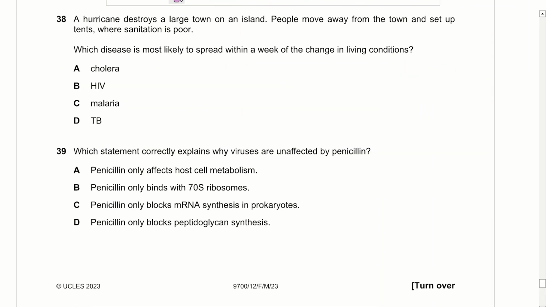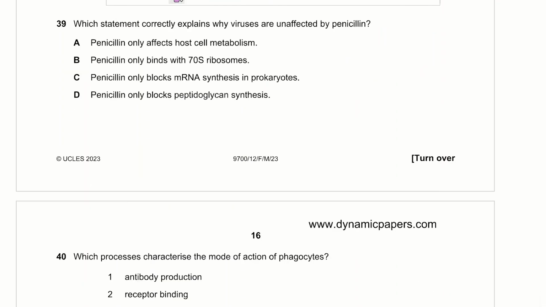38. A hurricane destroys a large town on an island. People move away from the town and set up tents where sanitation is poor. Which disease is most likely to spread within a week of the change in living conditions? So here, due to the hurricane, we are looking for a waterborne disease transmitted by the contamination of water. And the only suggestion we have here is cholera. Therefore, the answer is going to be A.